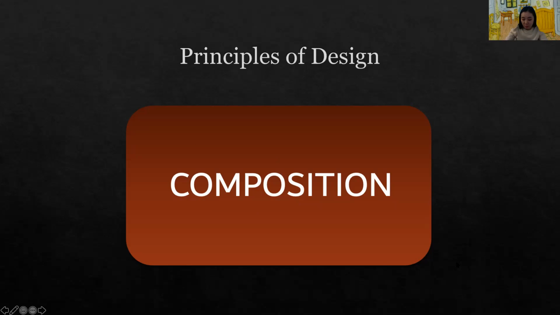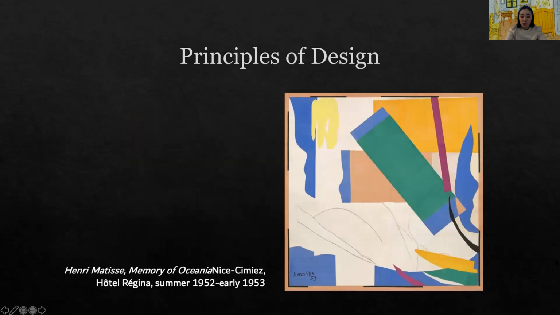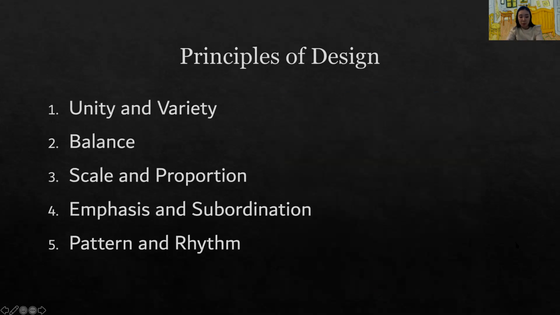So we just talked about the composition. So in other words, composition is the organization of all the visual elements within a work of art. So artists design their compositions using guidelines known as the principles of design. So today we're going to see the principles of design to create compositions.